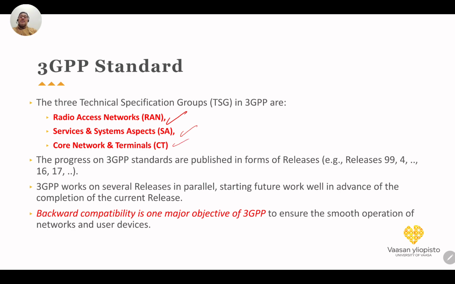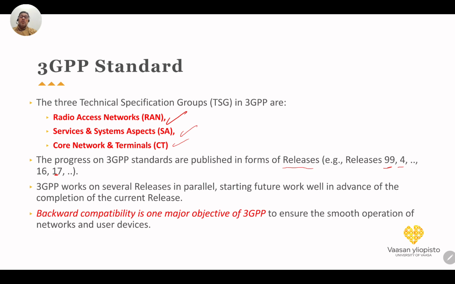So the products of this 3GPP standard are published in the form of releases. We call them releases, like Release 99. Actually, 99 means that it was released in 1999. Then we have Release 4, Release 5, Release 6, and now we are in Release 17, and maybe Release 18 is already there. I'm not sure, but at least Release 17 is already done.